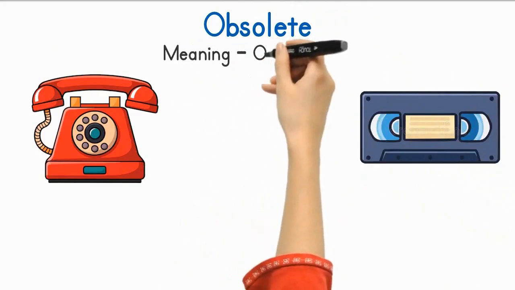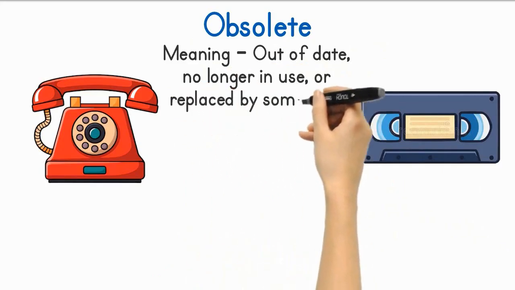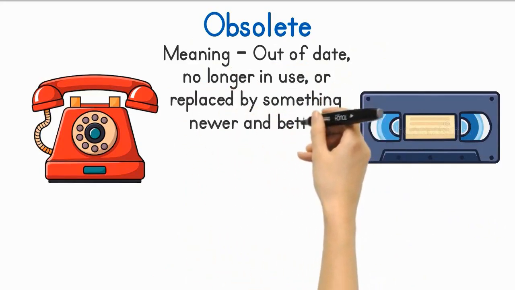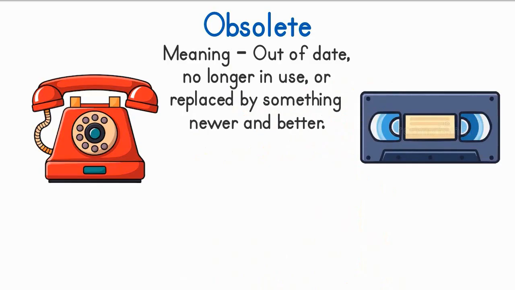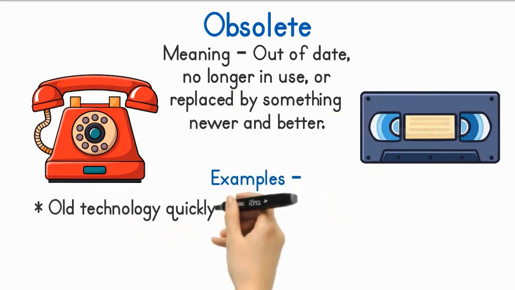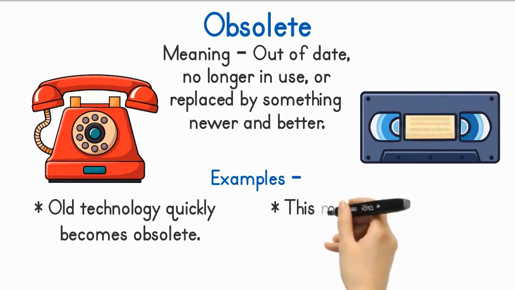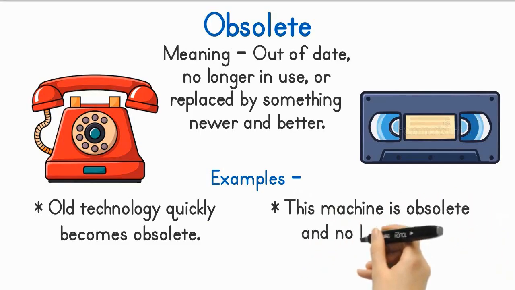Obsolete. Out of date, no longer in use, or replaced by something newer and better. Old technology quickly becomes obsolete. This machine is obsolete and no longer used.